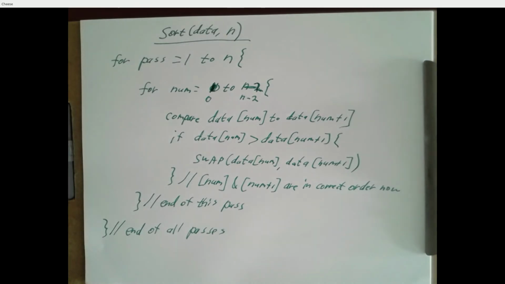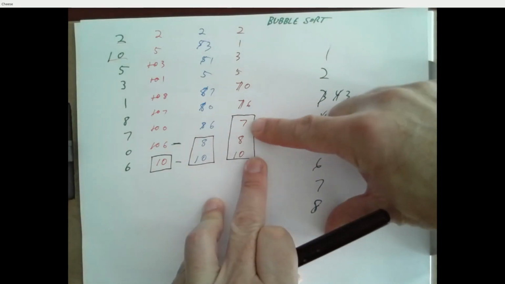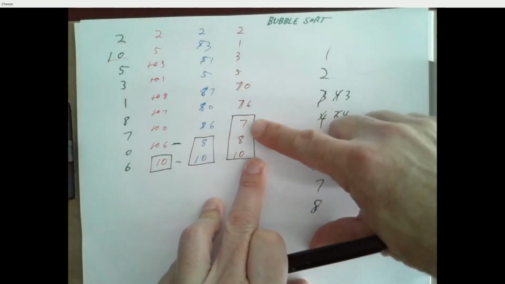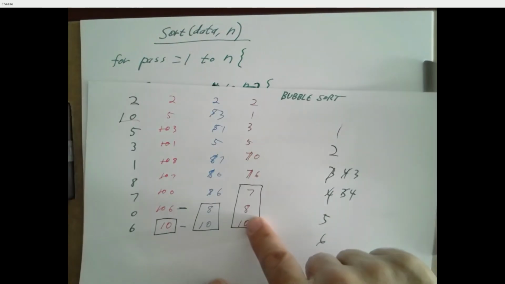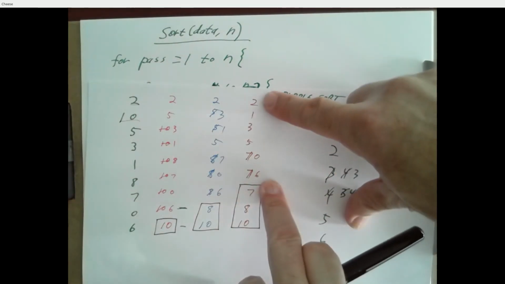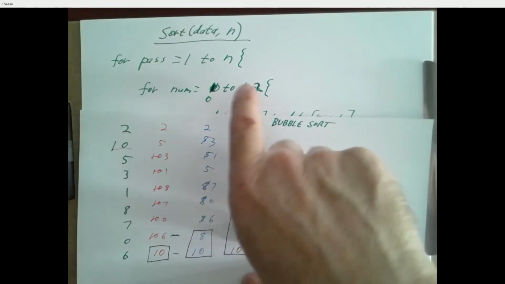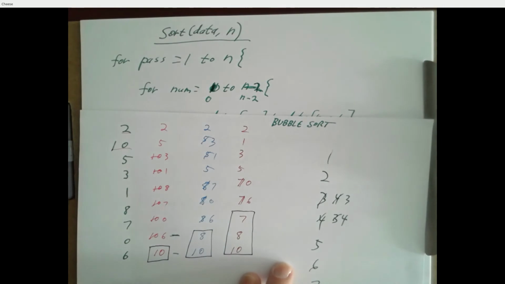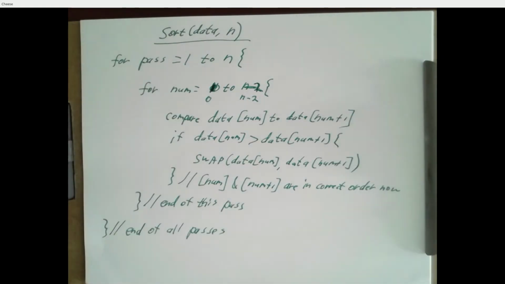Also, since after 3 passes, we know that these 3 numbers are in the correct spot, we don't need this inner loop to go all the way up through the last element, right? We only need to sort this smaller set. So we could actually change this index each time that we go through to something like n minus pass plus 1 or something crazy, right? And that'll reduce how much work we have to do.